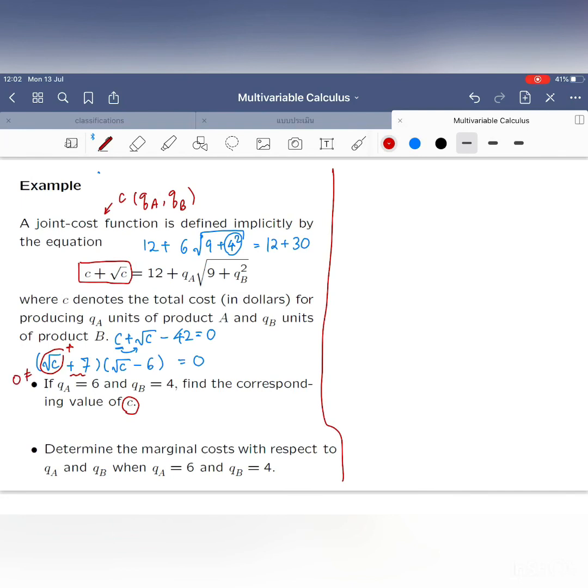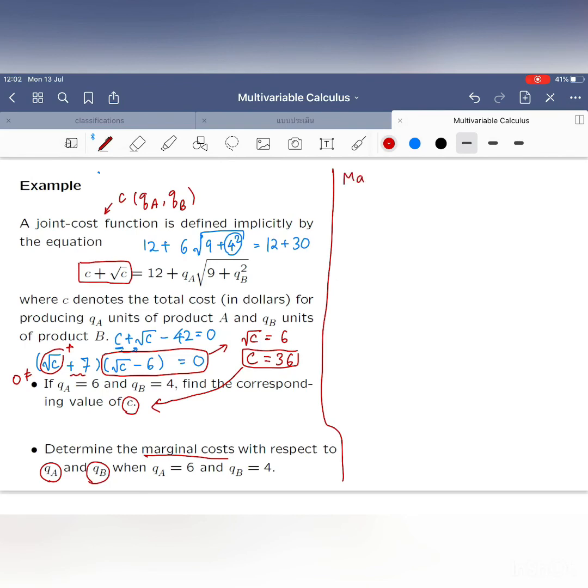So this term is gone, but the one that survives is the square root of C minus 6 equals to 0. So it means that the square root of C is 6 and your C is 36. Be careful because you need to have the corresponding value of C. So right now your C is 36. How about if you want to determine a marginal cost with respect to both of them? So you are going to find them one by one.